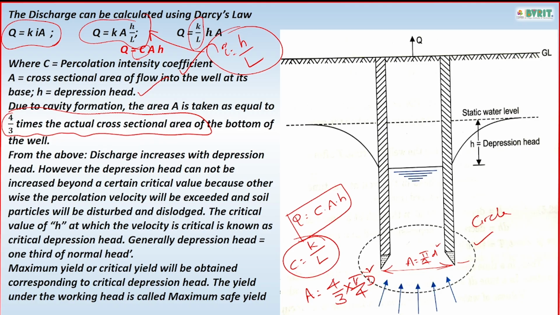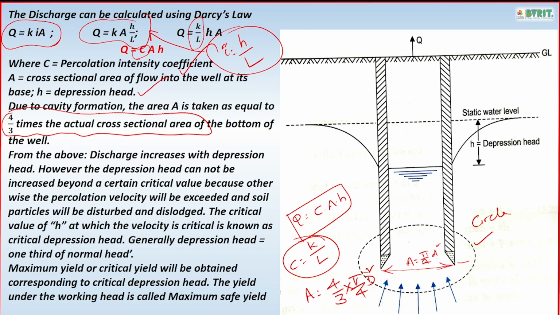So now what is the fundamental thing I mentioned in this constant level pumping test? First one is depression head H is maintained as constant. How is depression head H maintained as constant? By regulating the speed of the pump in such a way that this depression head always remains constant. In that case, apply Darcy's law. Q is equal to KIA, where I is equal to H by L. Writing that, K by L is what we call the percolation intensity coefficient. But the area A is not just the area of the well, you need to take a little bit larger because of the cavity formation at the bottom. So that's why it is 4 by 3 times the area.